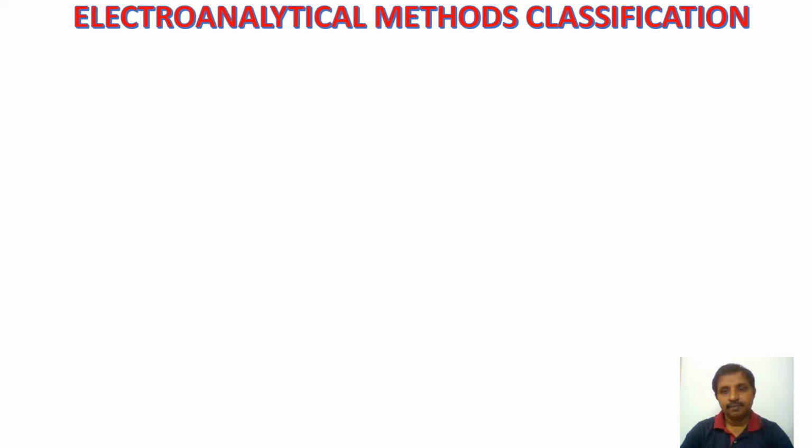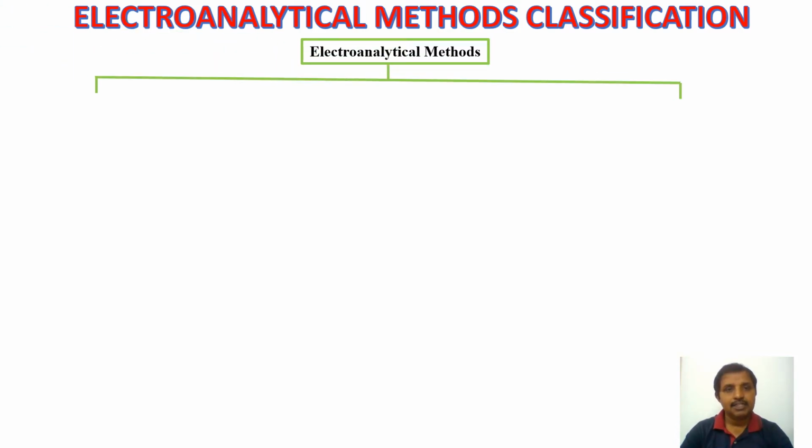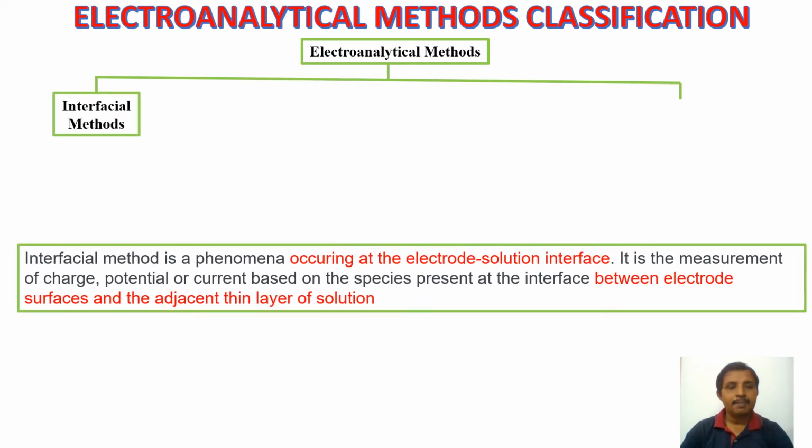Electroanalytical methods are classified into mainly two types. That is, interfacial methods. The interfacial method is a phenomenon occurring at the electrode-solution interface. It means a reaction or process which is taking place between the electrode surface and the adjacent thin layer of the solution.